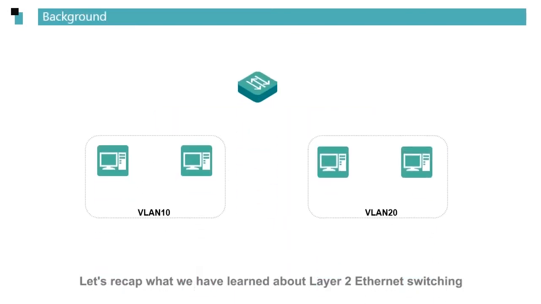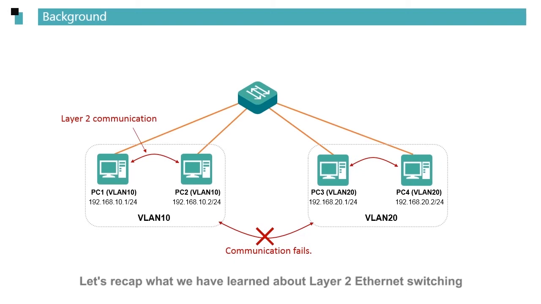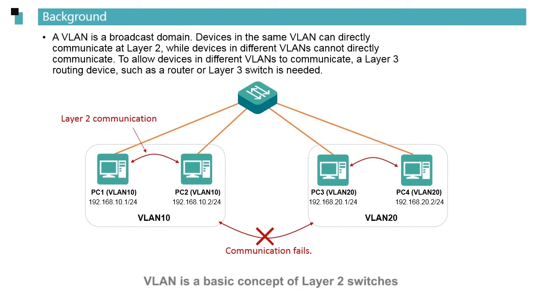Let's recap what we have learned about Layer 2 Ethernet switching. VLAN is a basic concept of Layer 2 switches. A VLAN is a logical subnet or a broadcast domain. Different VLANs are different broadcast domains and therefore are isolated on the switch. If two network elements connecting to the same switch belong to different VLANs, they cannot directly communicate. This is Layer 2 isolation.